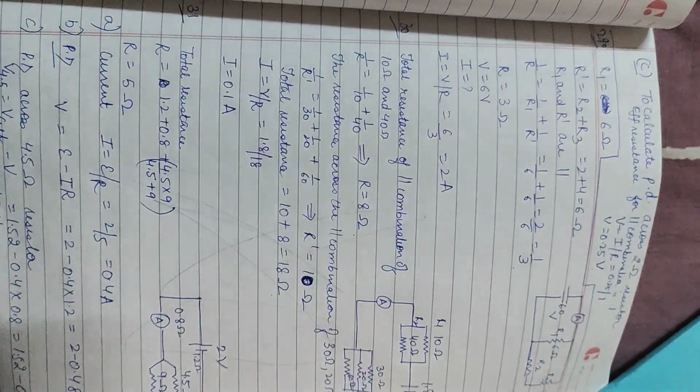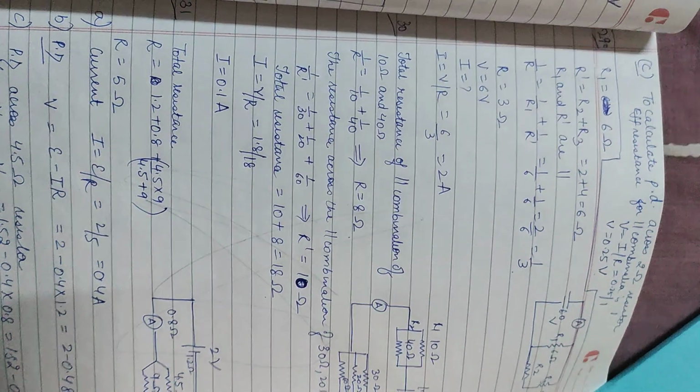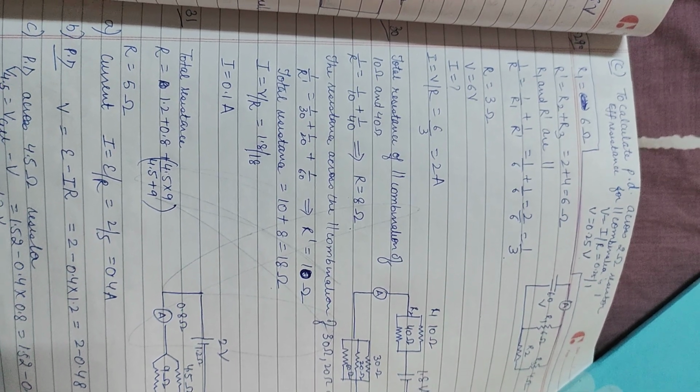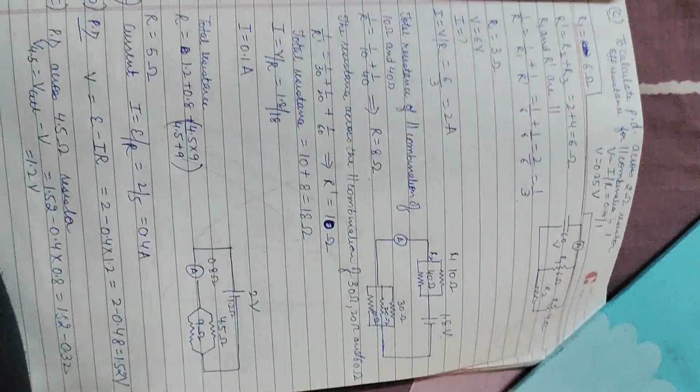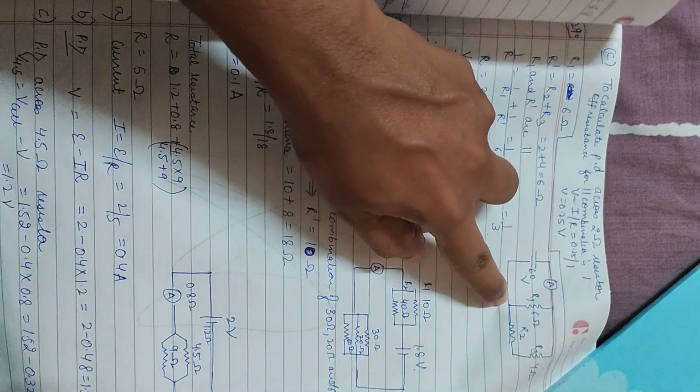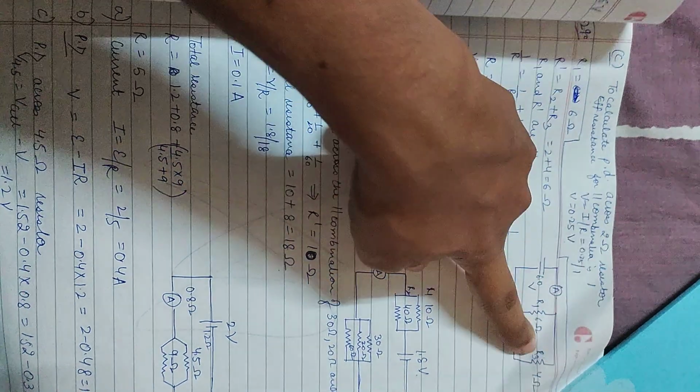Okay ji. Now 29th question. In the 29th question we are having 3 resistors. Those 3 resistors are 6 ohm, 2 ohm and 4 ohm. They are joined to an ammeter as the diagram is given to you. Now we have to calculate the effective resistance. What will the effective resistance be, this.